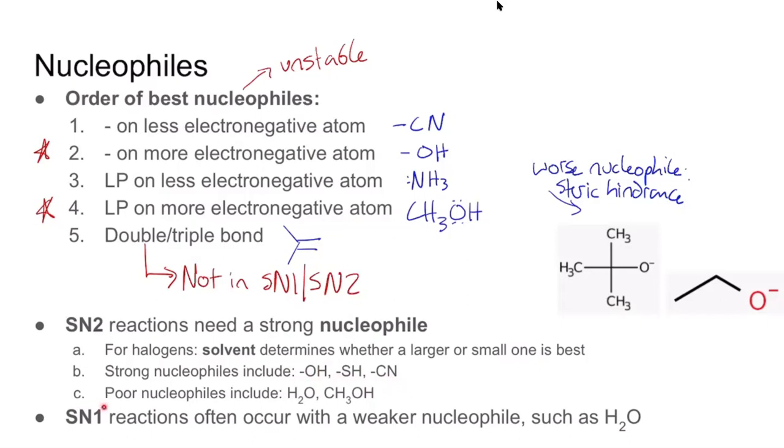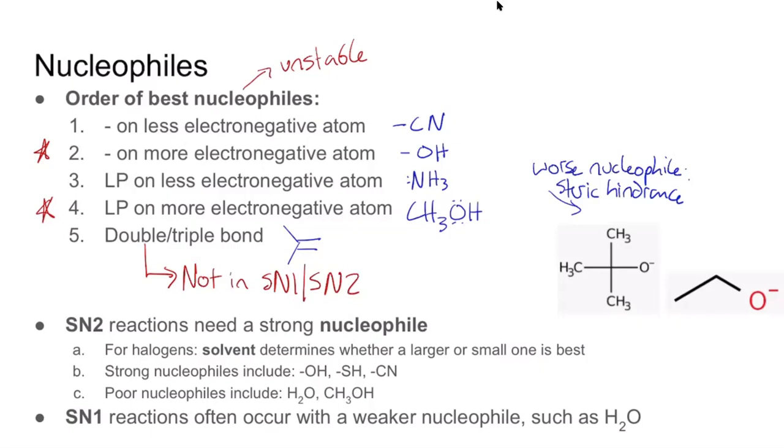And then our poorer nucleophiles include things like H2O and CH3OH. As we talked about earlier, those are both in number 4. You probably would not want these molecules to do an SN2 reaction. In fact, you would probably see these more for SN1 reactions, since they can occur with a weaker nucleophile, since they don't need to do the backside attack. They just need something to attack the carbocation intermediate that's already formed.